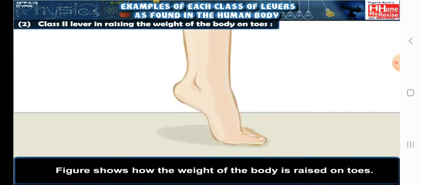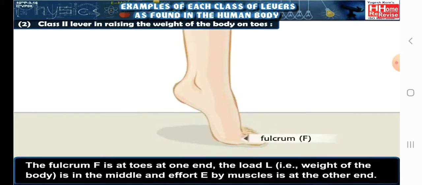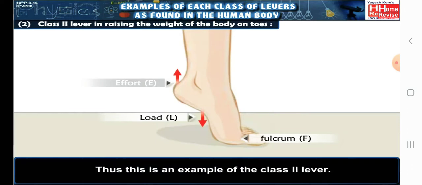2. Class 2nd lever in raising the weight of the body on toes. Figure shows how the weight of the body is raised on toes. The fulcrum F is at toes at one end. The load L, that is weight of the body, is in the middle, and effort E by muscles is at the other end. Thus, this is an example of the class 2nd lever.